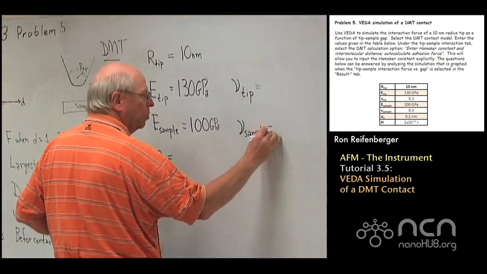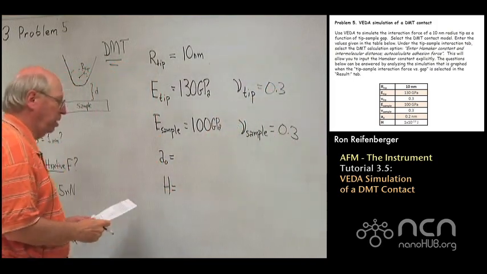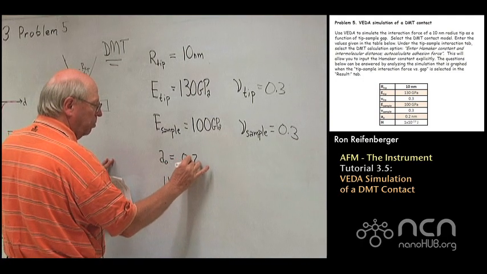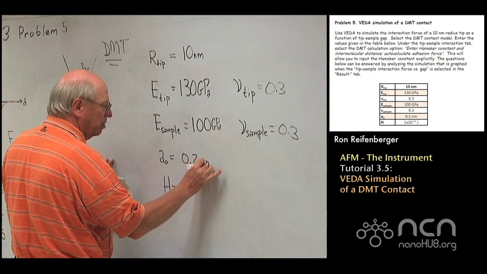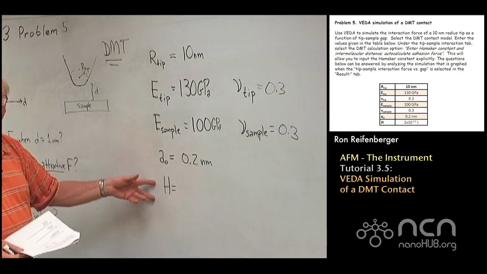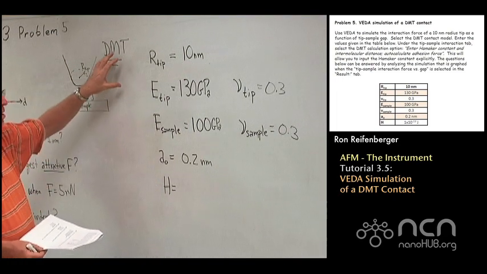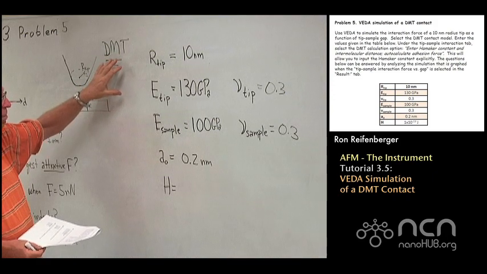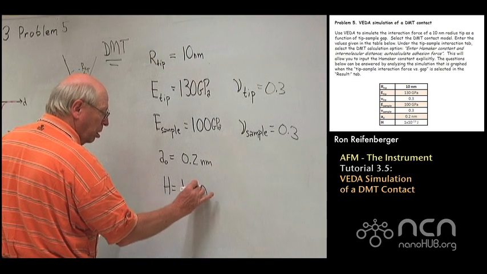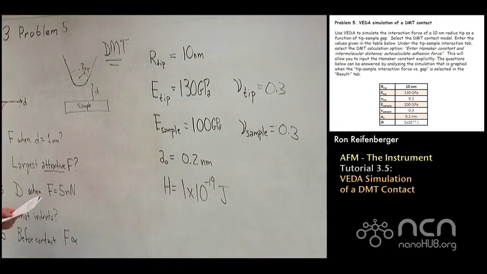The Poisson ratio of the tip and the sample are typical values, 0.3, nothing special there. The A0 we selected, I think this is the default A0 in VEDA, is about 0.2 of a nanometer. And then in this particular simulation, we chose to specify the Hamaker constant. So that has to be specified in the process of selecting the input parameters for the DMT model. For this simulation, we picked the Hamaker constant of 1 × 10 to the minus 19 joules.